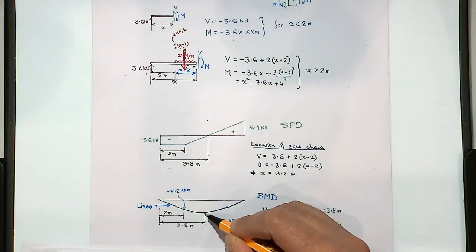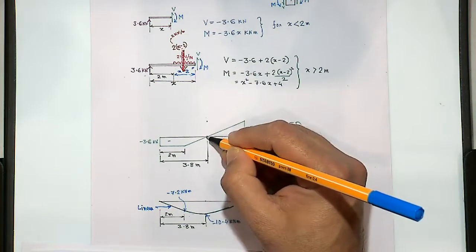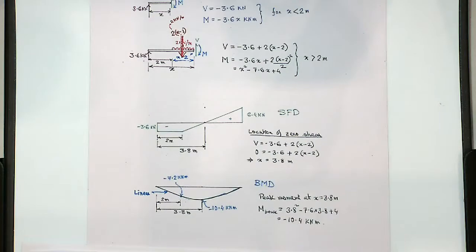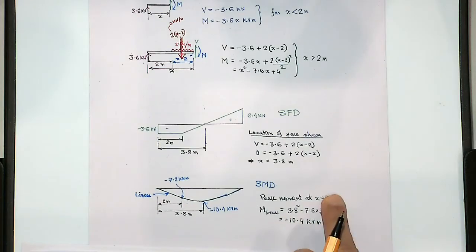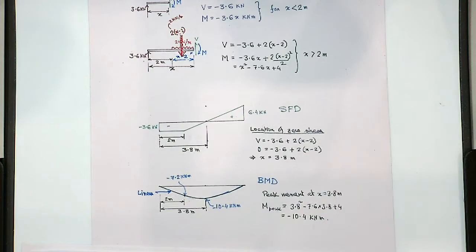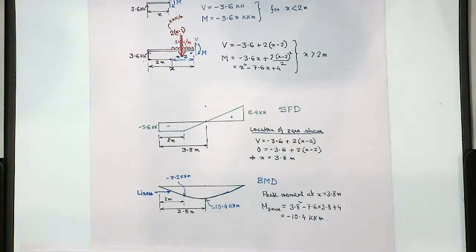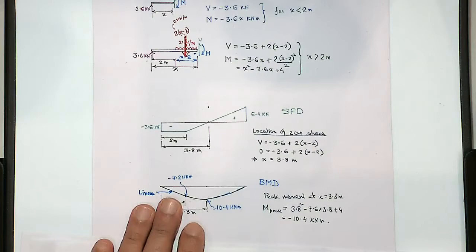And you'll see it will be maximum at x equal to 3.8 meters. Why? Because the shear force is 0, so the slope is 0 at this point. So that would be the maximum bending moment. So M at P, if you put x equal to 3.8 meters, you'll get minus 10.4. Also, if you're doing it in Excel, you can put various values of x and then find different values of bending moment.